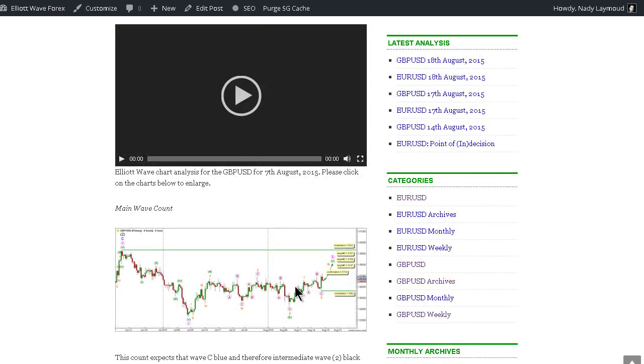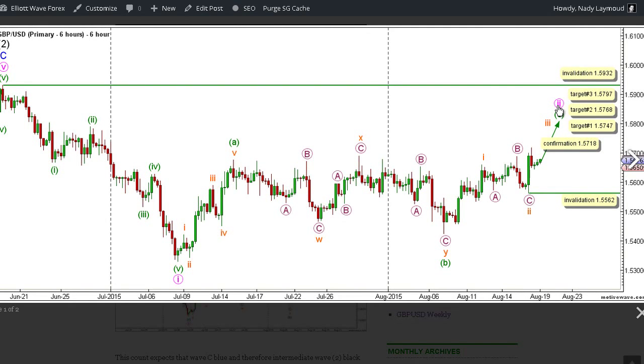The main 6-hour chart suggests that wave 2 pink is incomplete and that wave 2 pink is unfolding toward the upside as a zigzag labeled A, B, and C green, with A green unfolding toward the upside as an impulse labeled waves 1 to 5 orange, while B green unfolded as a double combination labeled waves W, X, and Y orange. Wave W orange unfolded as a 3-wave structure labeled A, B, and C purple, as well as X orange unfolded toward the upside as a 3-wave structure labeled A, B, and C purple, and finally Y orange unfolded as a 3-wave structure toward the downside labeled A, B, and C purple.